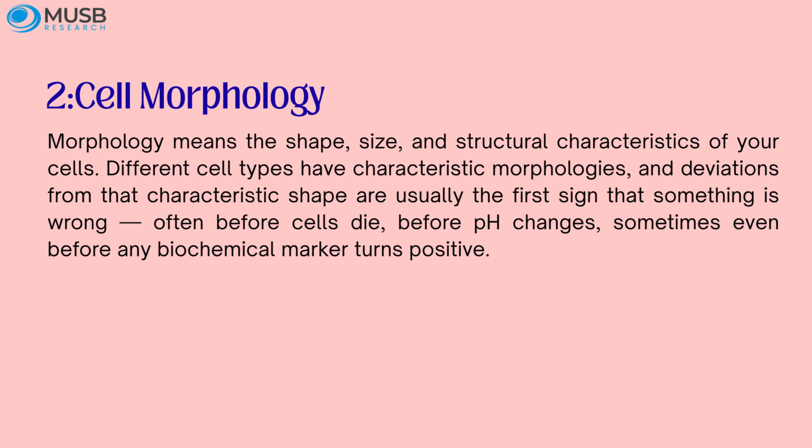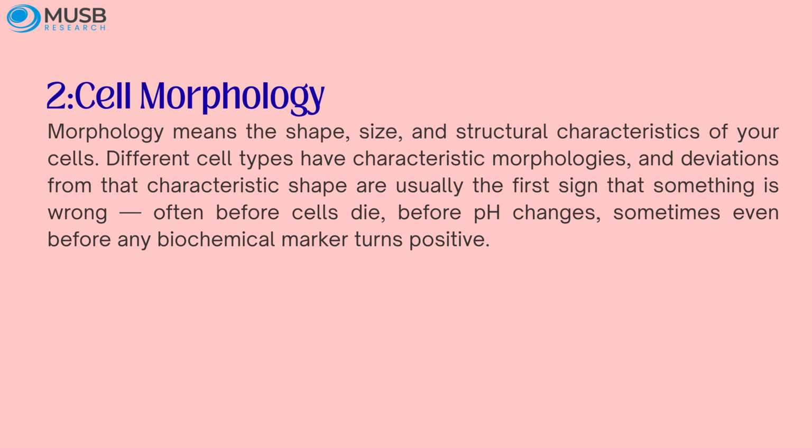Assessment 2. Cell morphology. Morphology means the shape, size, and structural characteristics of your cells. Different cell types have characteristic morphologies, and deviations from that characteristic shape are usually the first sign that something is wrong, often before cells die, before pH changes, sometimes even before any biochemical marker turns positive.